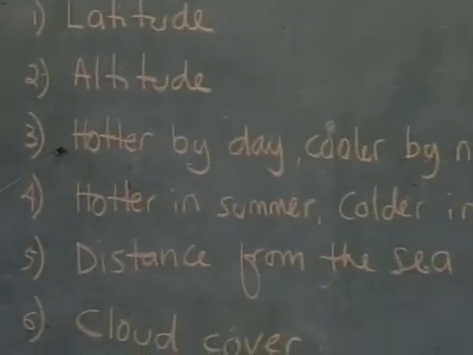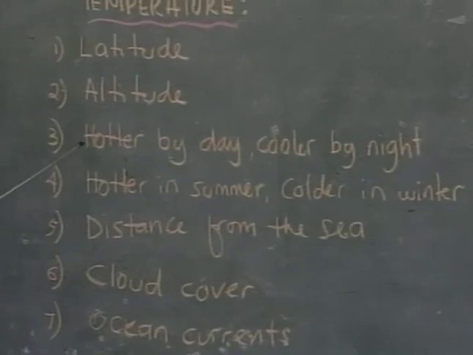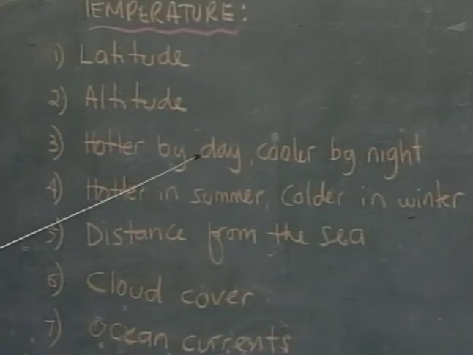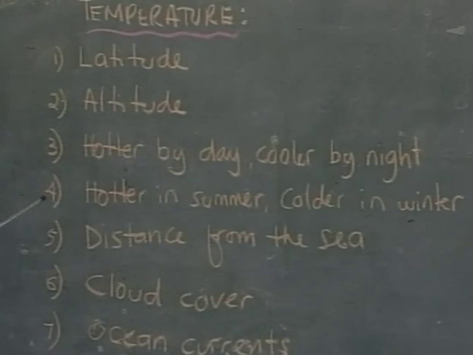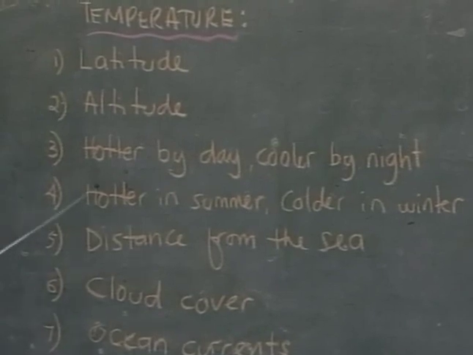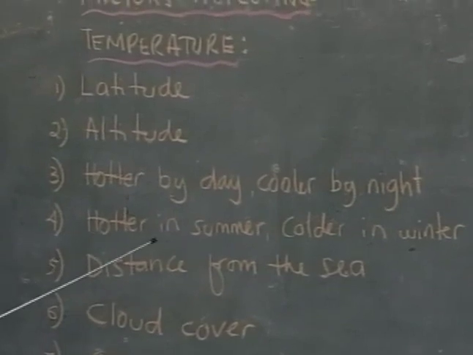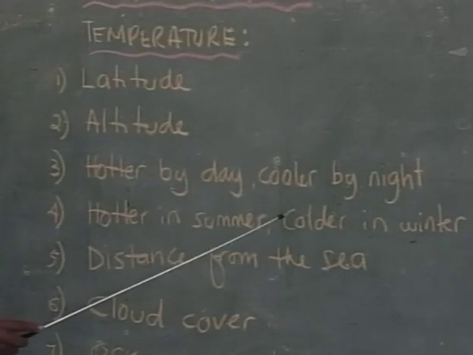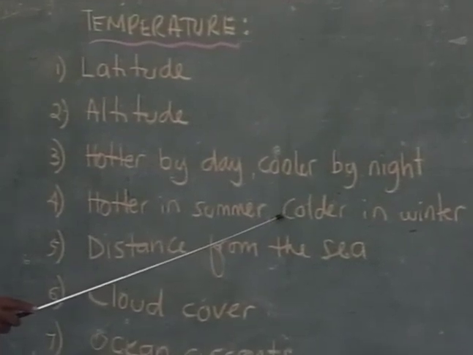Generally, because the sun shines during the daytime, the temperatures of the areas where they are directly in line with the sun are hotter than those that are experiencing night. Hotter in summer, colder in winter. Again, because the sun is closest to that hemisphere at the time of the year, it is summer, therefore temperatures would be much hotter compared to the hemisphere which is furthest away from the sun, where it experiences winter and it is colder.